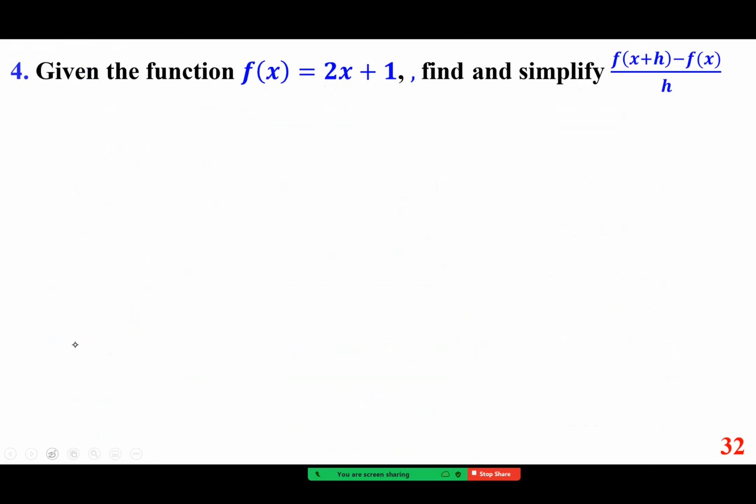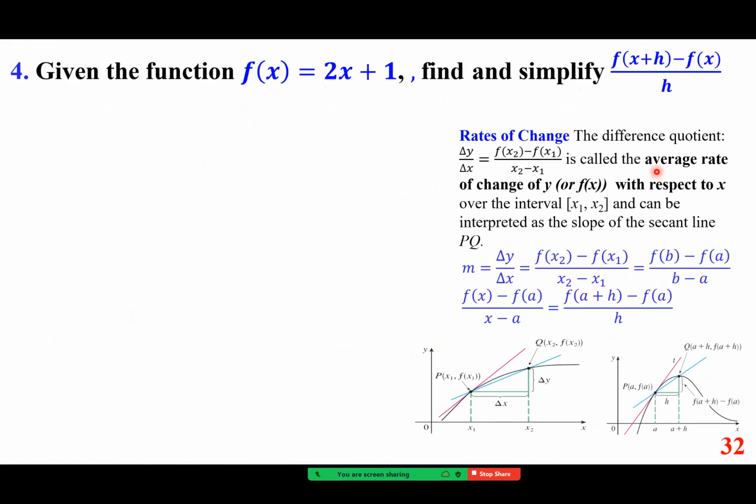All right, we are given f of x equals 2x plus 1, and we want to find this, which is the difference quotient. So I'm going to remind you of the rates of change. The difference quotient, delta y over delta x, rise over run, or f of x sub 2 minus f of x sub 1 over x sub 2 minus x sub 1, is called the average rate of change of y with respect to x over the interval of x sub 1 to x sub 2, and can be interpreted as the slope of a secant line.